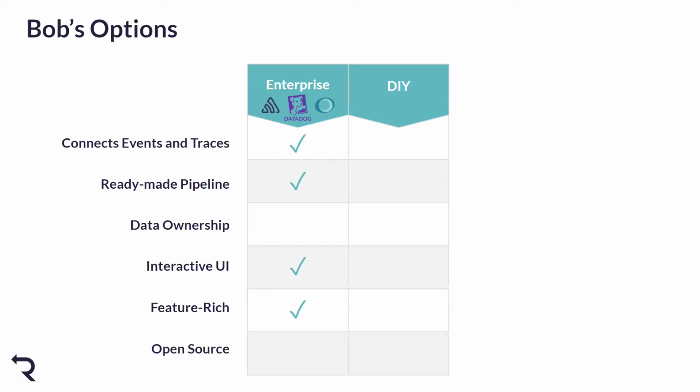Another option for Bob is to go with a DIY solution. Bob can use open source solutions dedicated to recording front-end events and backend traces. The most prominent open source solutions for recording these include OpenTelemetry for the backend traces and RRWeb for the front-end events. However, Bob would have to spend time learning how to use these open source solutions properly.